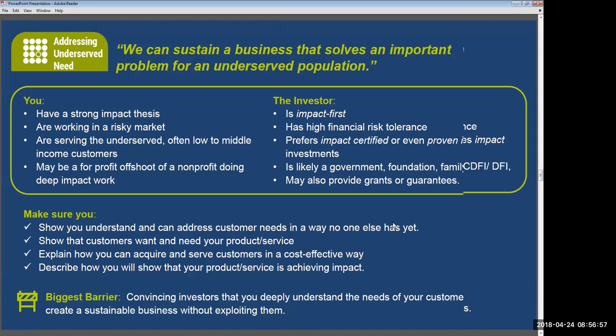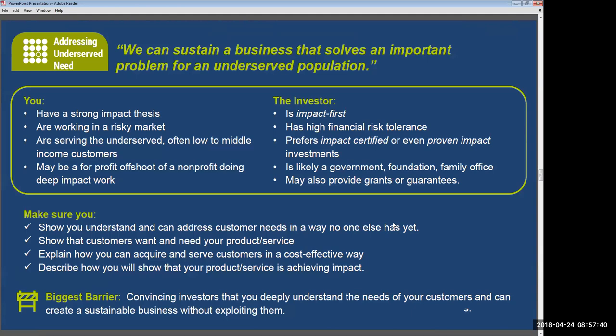The last investable story is addressing an underserved need. And this entrepreneur says, we can build and sustain a business that solves an important problem for an underserved population. You usually are working in a risky market, serving an underserved customer. You have a very strong impact thesis that you are often using grant capital first to prove out and learn about. Your investor cares about that underserved population, has a pretty high financial risk tolerance, and is often providing grants or guarantees first, and then moving into more common investment vehicles.